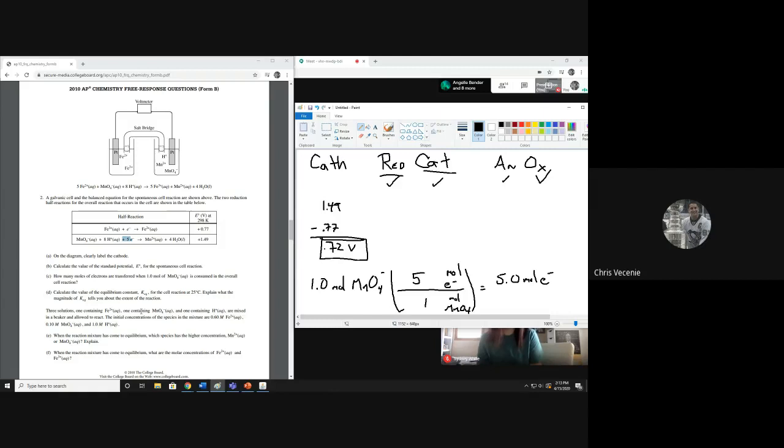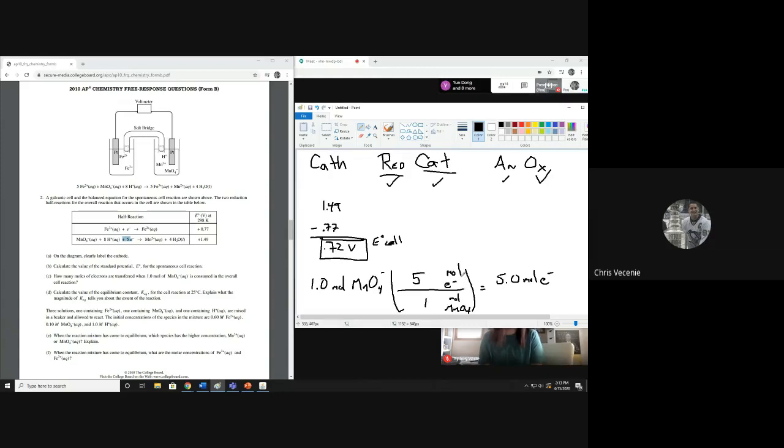All right. Into D, it says calculate the equilibrium constant at 25 degrees Celsius and explain what Keq tells you about the extent of the reaction. All right, so they want us to find K, and at this point, right, we know the E cell, and we know stuff about moles of electrons that get moved, all right?